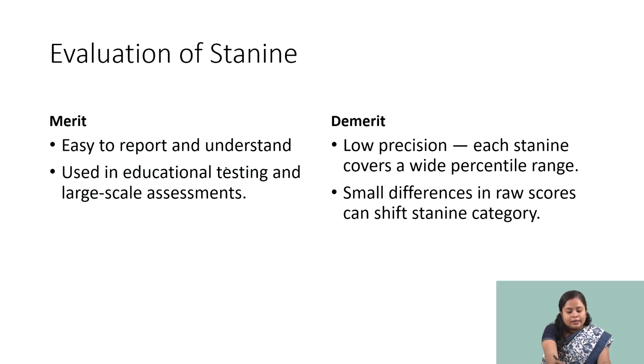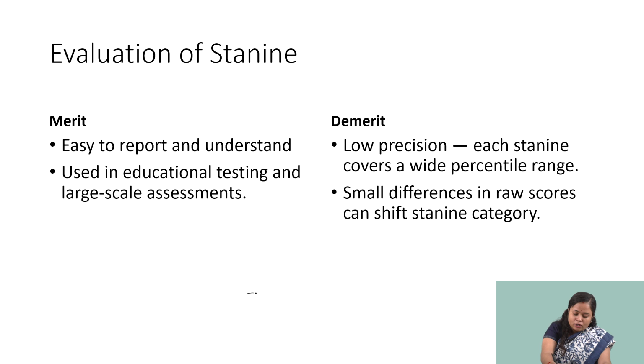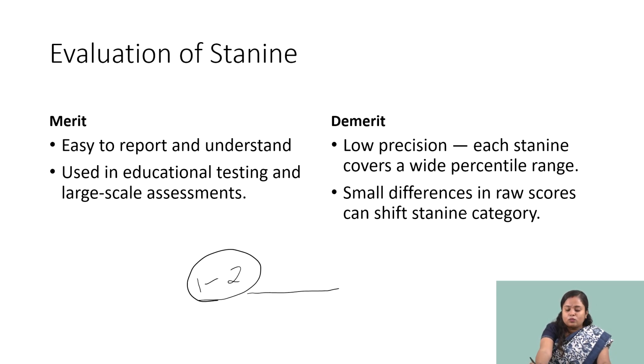Now, evaluation of stanine. What are the merits of this? It is easy to report and understand, and it is used in educational testing and large scale assessment. But it has low precision because each stanine covers a wide percentile range. In the middle of the distribution it covers a large range. Further, small differences in raw scores can shift the stanine category. A raw score converted from like 7% would change the stanine score from 1 to 3 in some contexts.